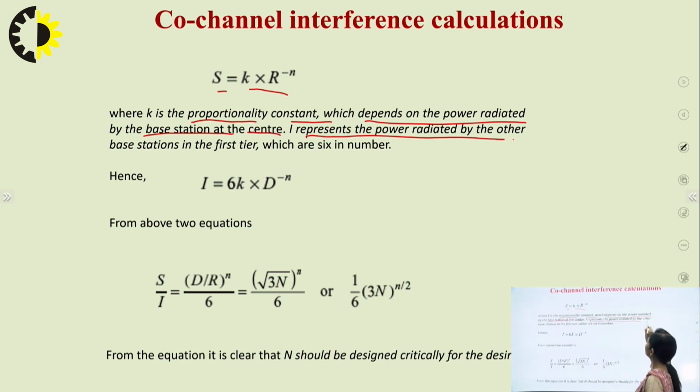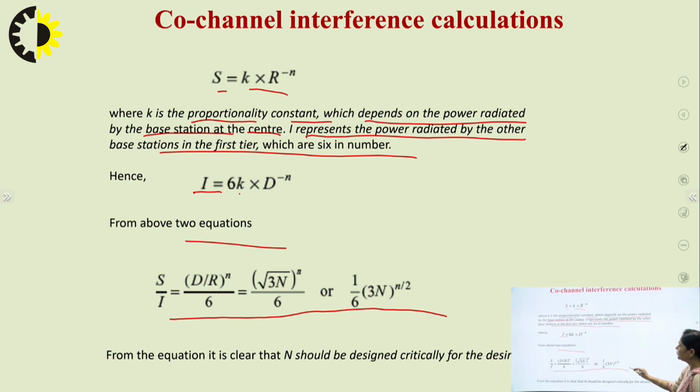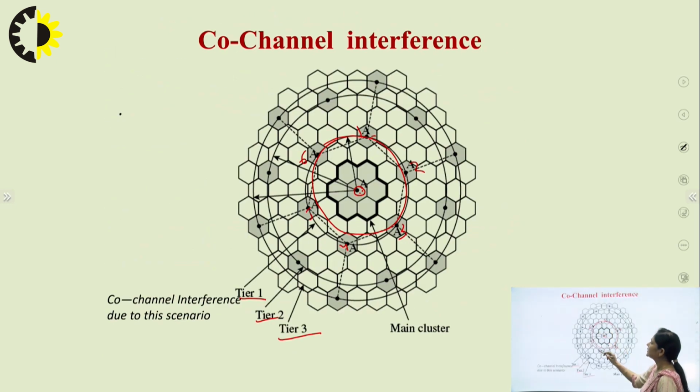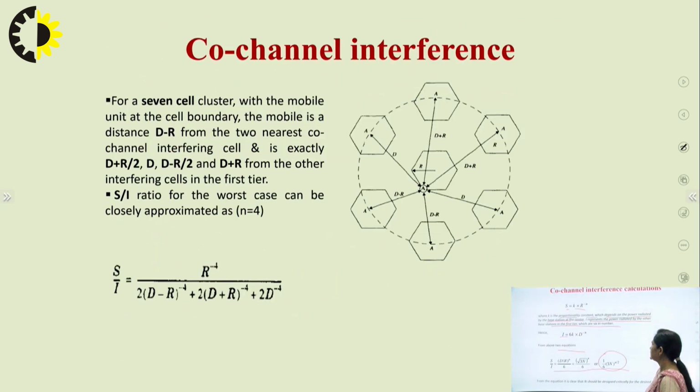I represents the power radiated by the other base station in the first tier. So I here represents the power radiated by other base stations. This is the desired base station and this is the power radiated by the co-channel base stations, which are 6 in number. So that's why it is written 6 here. From the above two equations you can derive this equation and ultimately we will get this. We are considering 6. Why? Because 6 cells, 1, 2, 3, 4, 5, 6 are co-channel cells. The interference will be mainly caused by these 6 co-channel cells.